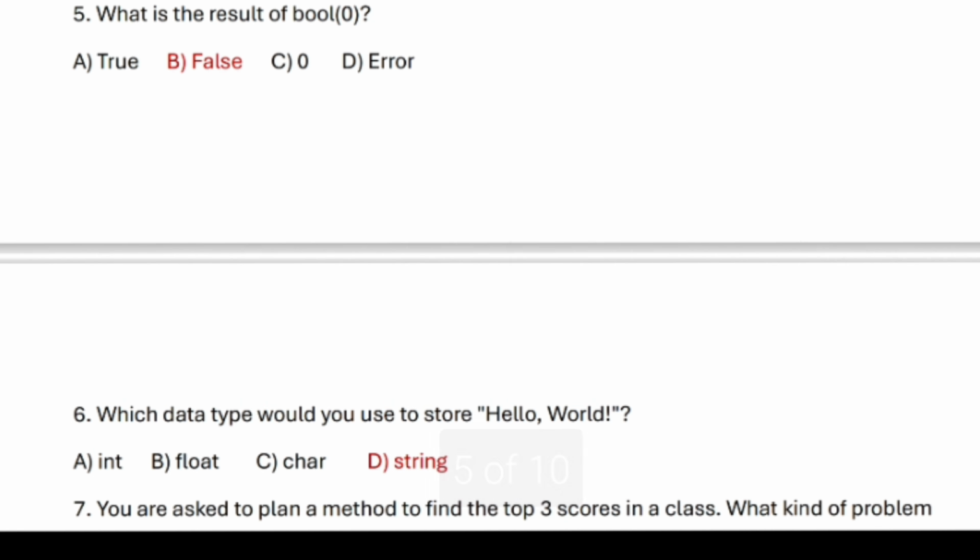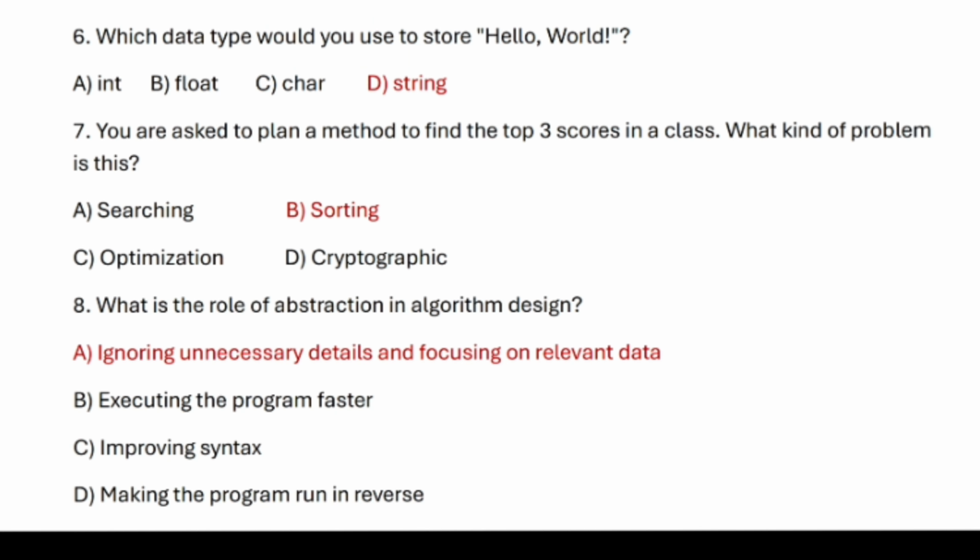Next, fifth one: what is the result of bool? It is option B, false. Next: which data type is used to store the word hello? Option D, string data. You are asking a program to find the top 3 scores in a class. What kind of problem is this? Option B, sorting.